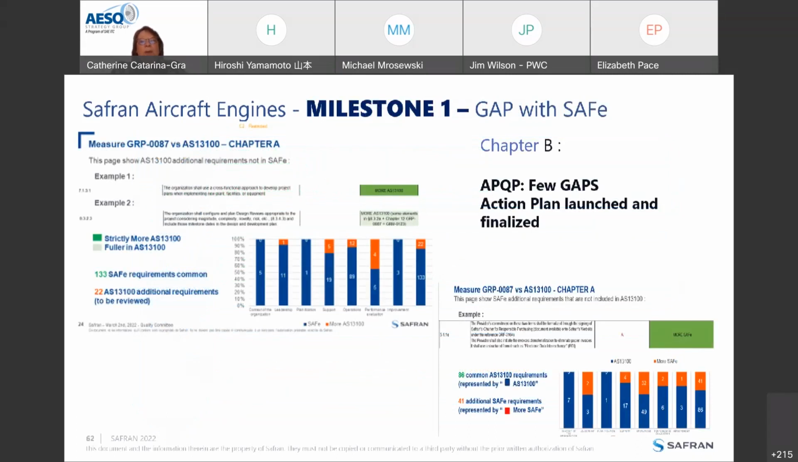So, of course, with the gap with SAFE, we have identified some differences, and we have prepared a small communication kit we are reviewing at the moment. We have the gaps in Chapter A, and the gaps in Chapter B, which are very few at the moment. For APQP, we have very few gaps at the moment between SAFE and AS13100.